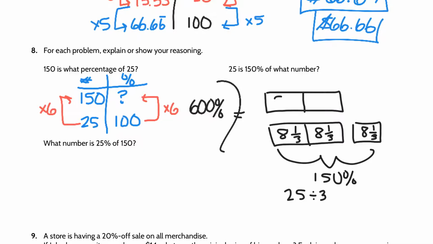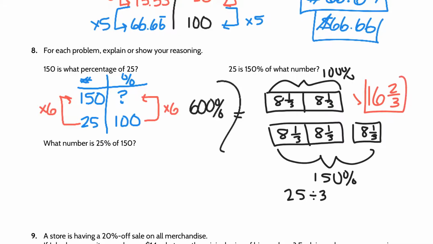And so each of these boxes is worth 8 1/3, or 8.33333 repeating. This is our 100%. And so our solution, if I add those 2 boxes together, would be 16 2/3, or you could get 16.6666 or 16.67, depending on how you do that. So 25 is 150% of 16 2/3.